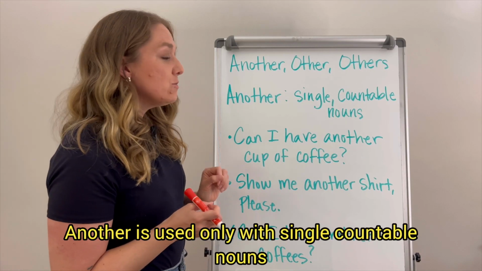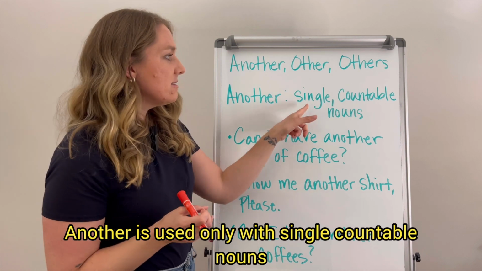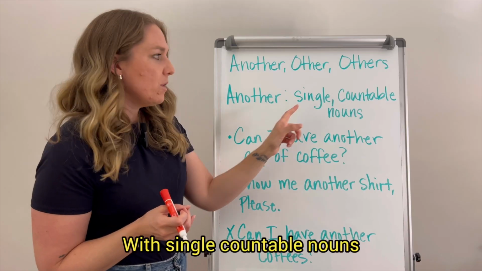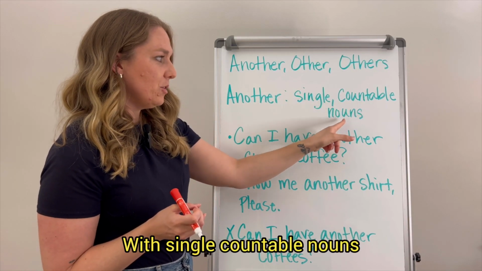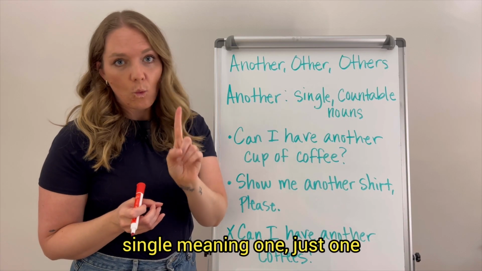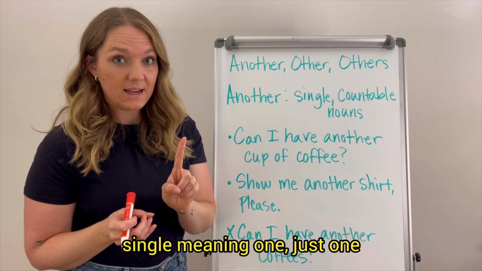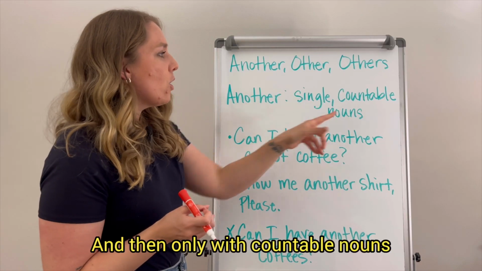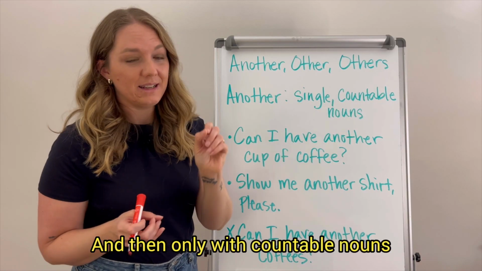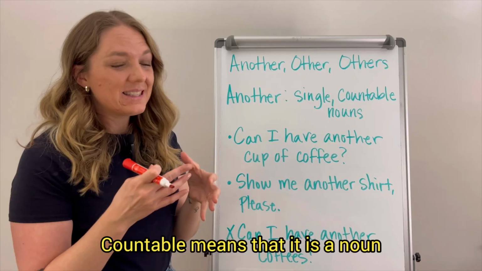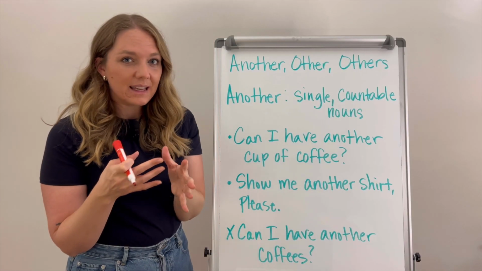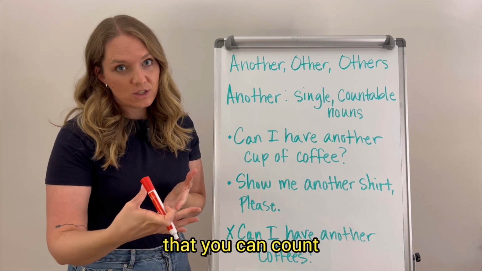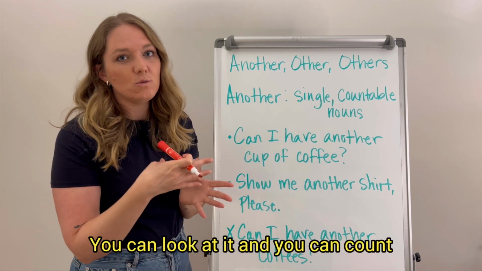Another is used only with single countable nouns. Single meaning one, just one, not when a noun is plural. And then only with countable nouns. Countable means that it is a noun, it is a person, place, thing that you can count. You can look at it and you can count.